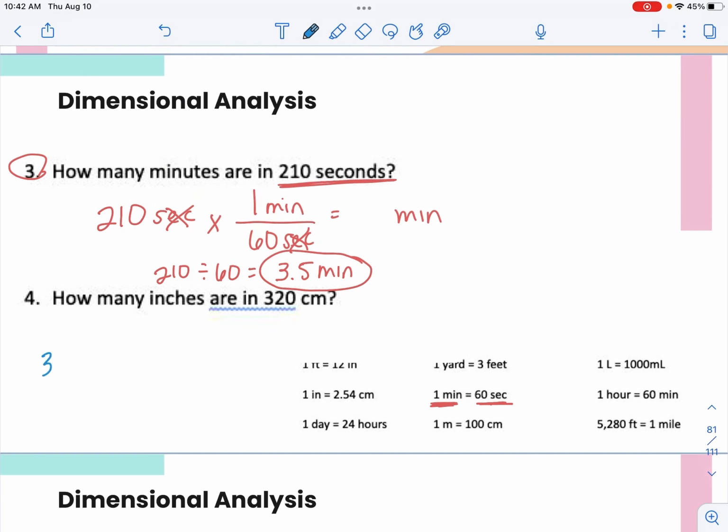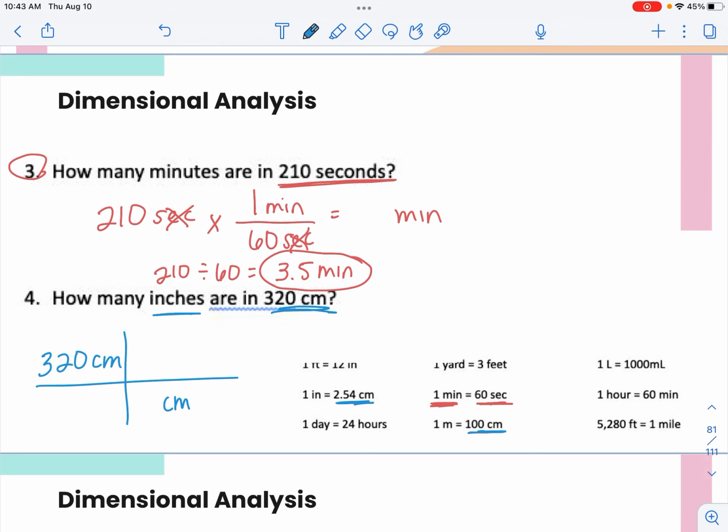Okay, so I'm always going to start with what I'm given, 320 centimeters, right? And I want to change it to inches. So I'm going to just draw my line, draw up and down. So if I have centimeters on the top, I know I need centimeters on the bottom. So let's see what we have in centimeters. Here's a centimeter and here's a centimeter. And we want to go to inches.